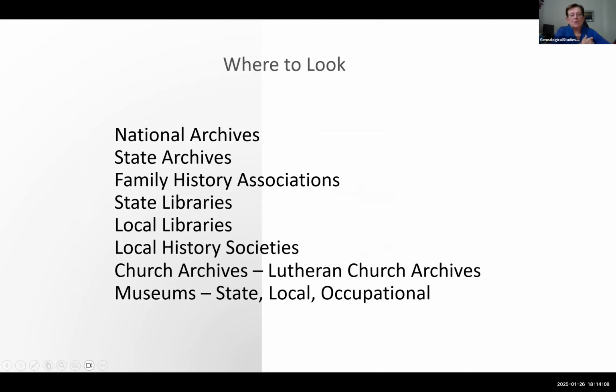Other places to look. You can see how much information I've got from those local records, but there's also the national record, the archives, the state archives. There are archives in every state. There are family history associations in most states, state libraries, local history societies. You'll be surprised at how many of the local history societies actually have records of the families in their areas. Church archives, a good one in South Australia is the Lutheran Church Archives. Fantastic place. Museums, state museums, local museums.